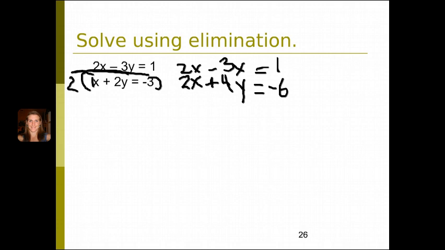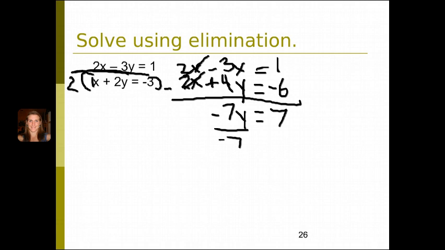Now, because 2x and 2x have the same sign, we need to subtract to eliminate them. So 2x minus 2x gives us 0 and cancels out the x values. Negative 3y minus 4y would give us negative 7y. And 1 minus a negative 6 would give us a positive 7. So now we have a one-step equation, negative 7y equals 7. We can divide by negative 7 to get our y by itself.